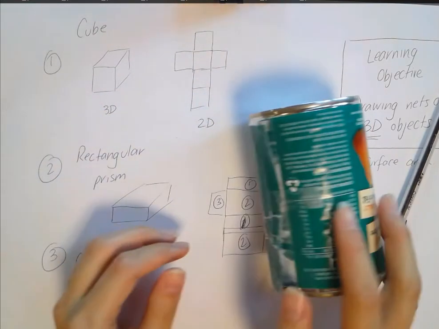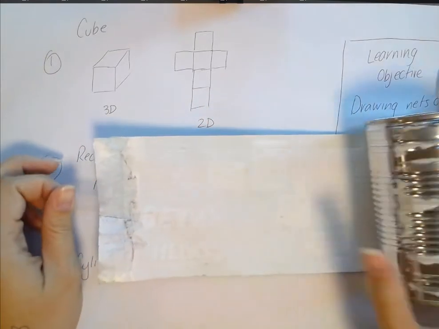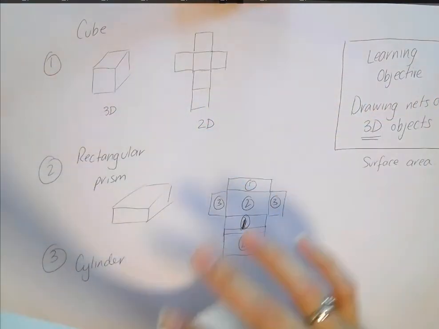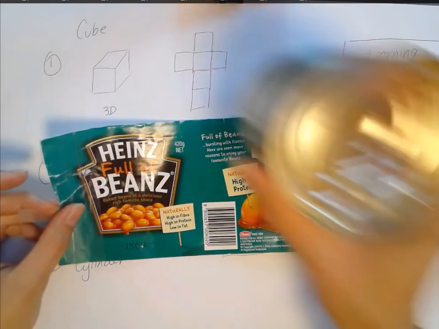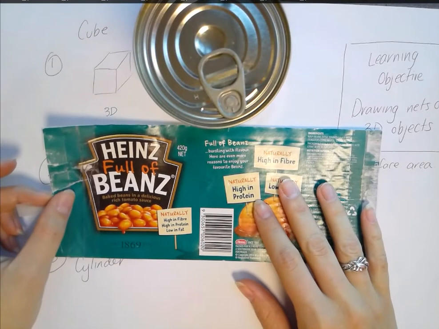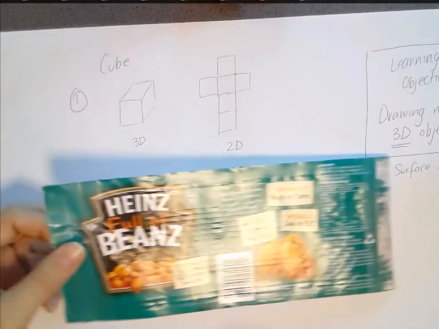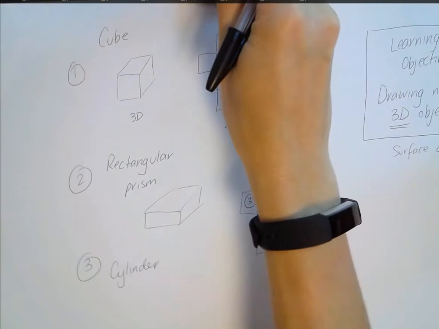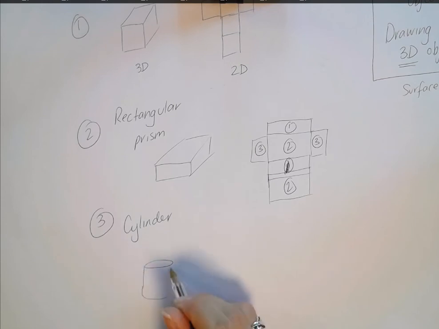Now, baked beans are perfect for this because I can unroll this and show you what the shape is. Nice and easily, the shape's just a big rectangle. And the rectangle rolls all the way around the big circle. So the important point, if we were to draw this in a 3D way, this is how we would usually draw a cylinder, something like that.